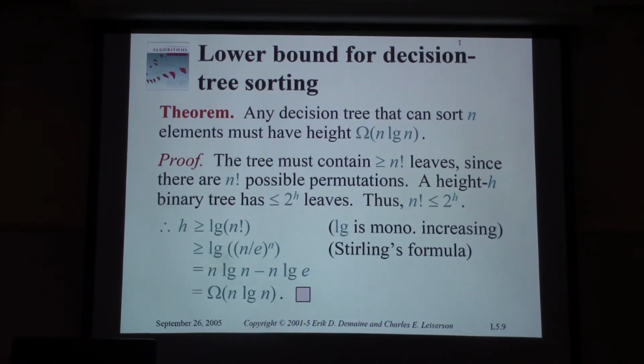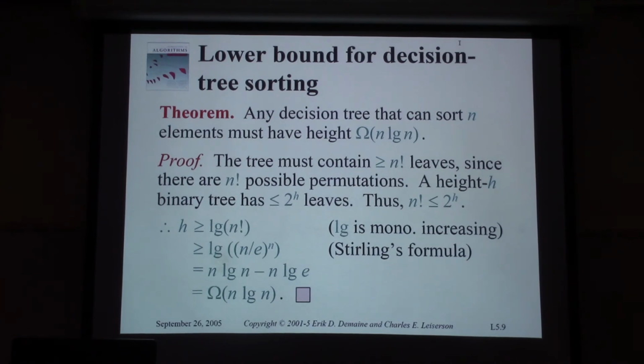Now remember, LG of n factorial is going to be LG of n times n minus 1 times n minus 2 times n minus 3, which is LG of n plus LG of n minus 1 plus LG of n minus 2 plus LG of n minus 3 plus LG of n minus 4, and so on, because it's the LG of a product, so it's going to be the sum of the LGs of all the factors. Product rule for logarithms. Not going to get into that right now. You have to trust me on this one.